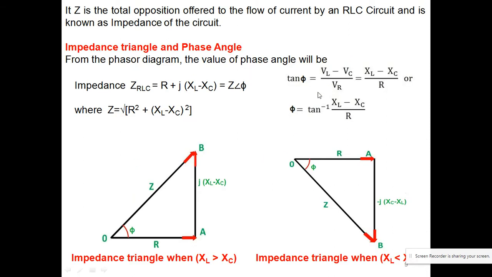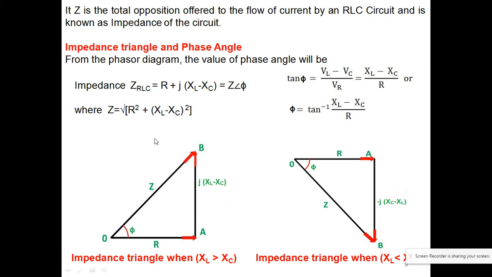So Z is the total opposition offered to the flow of current in the RLC circuit, and it's known as the impedance of the circuit. So here I am drawing the impedance triangle and the phase angle. You see our impedance becomes equal to this, and this is given by this. So it's Z squared equals R squared plus (XL minus XC) squared.